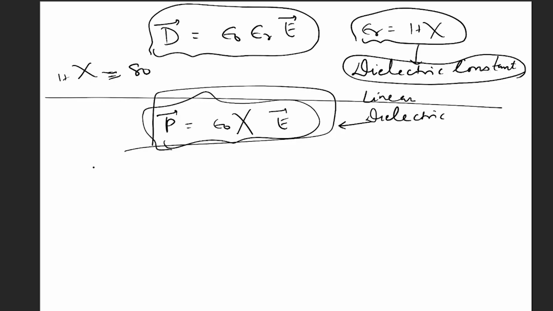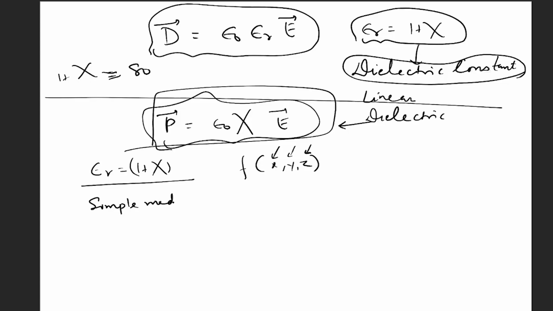Now there can be a case when this epsilon r is a function of space or xyz position. So in that case, its value will vary depending on the position in the medium. However, for a simple medium, we define a simple medium as where this dielectric constant or relative permittivity of the medium is constant.